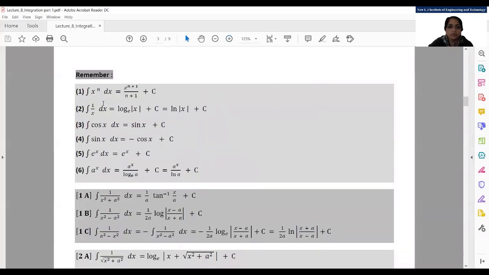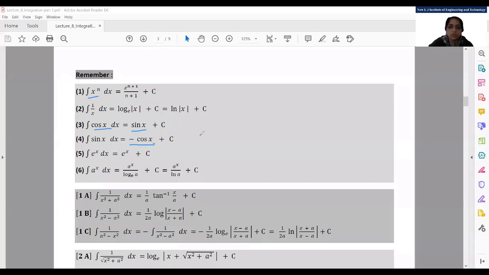The first formula of integration is x raised to n. The formula is x raised to n plus 1 upon n plus 1. The second one is integration of 1 upon x with respect to x, that is log x. We can also write it as ln x. Integration of cos x is sin x. And the integration of sin x is minus cos x.